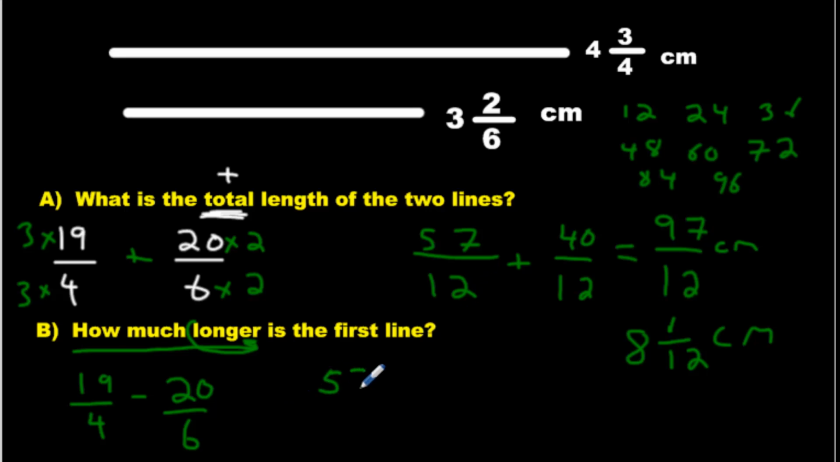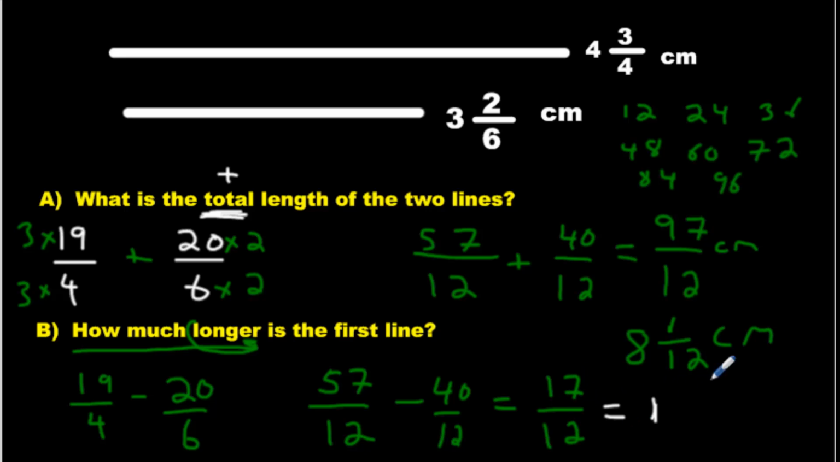We're going to have 57. When we convert this, 57/12 minus 40/12. Okay, I just found common denominators. I didn't show all the steps because I did it in the last question. And then I'm going to have 17/12 as my answer, which when put into mixed fraction form, we're going to get 1 whole. 12 goes into 17 one time with 5 left over out of 12. Right? So we have 1 whole centimeter and 5/12 of a centimeter longer than line B.